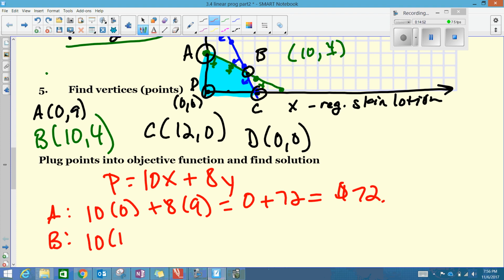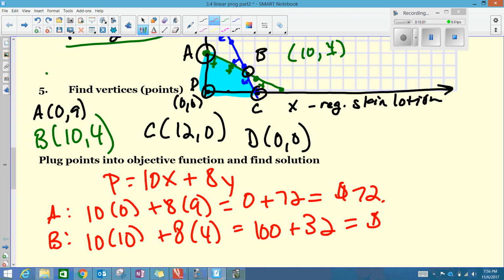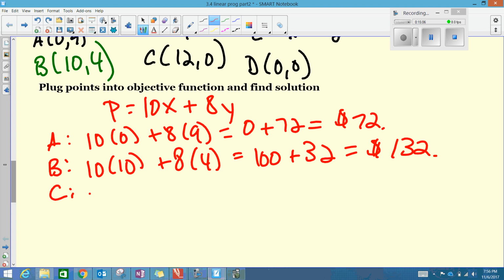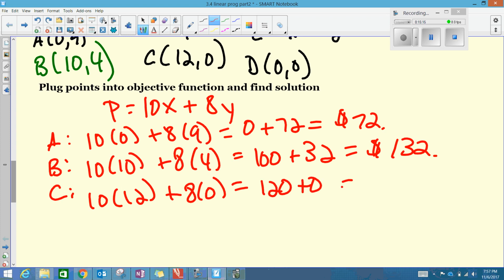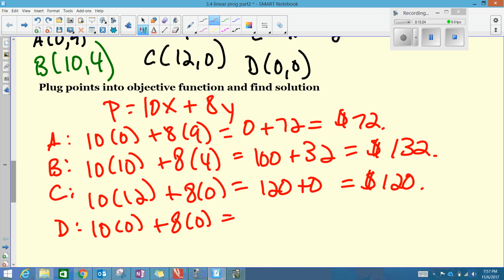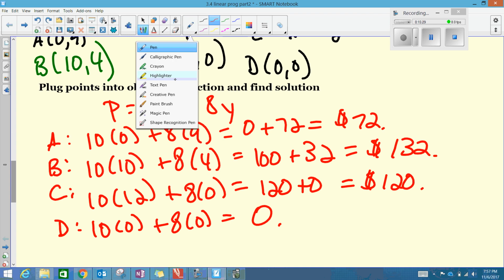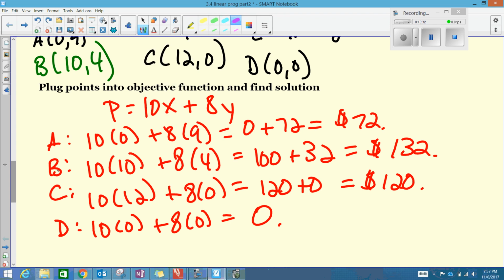B is 10 times 10 plus 8 times 4 equals 100 plus 32, so it gives me $132 profit. C is 10 times 12 plus 8 times 0 gives me 120 plus 0, so $120 profit. And D is 0, 0, so I know I'm not going to make any profit on that. So if I'm looking to maximize my profit, then the winner is the higher one, which is B.